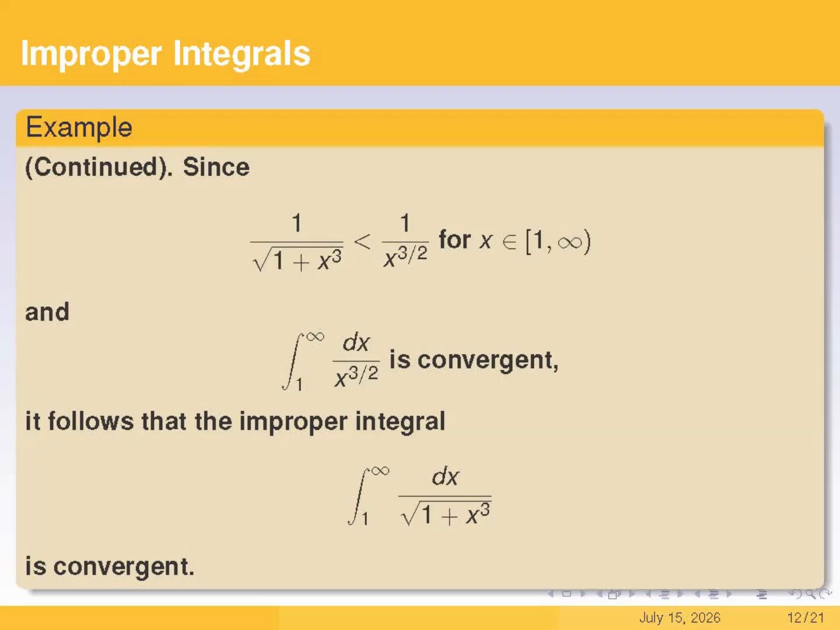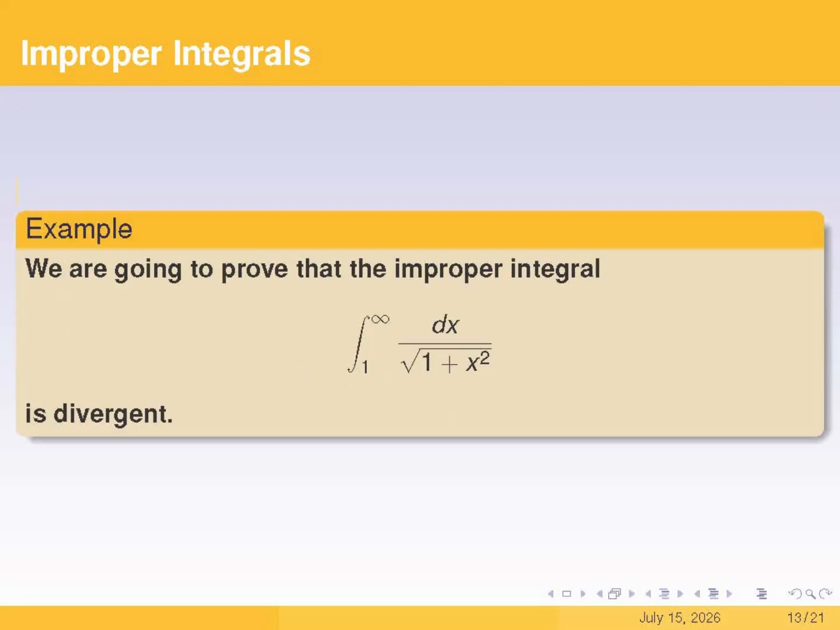Now, integrating this larger function 1 over x to the 3 over 2 is pretty straightforward, so we won't go through all the steps here. Actually, you can calculate its exact value directly, but for our purposes, we only need to know that it converges. Since the integral of this larger function converges, the comparison test tells us that the original improper integral has to converge too. One important thing to keep in mind here: when you use the comparison test, the two functions you are comparing, f and g, must share the exact same limits of integration.